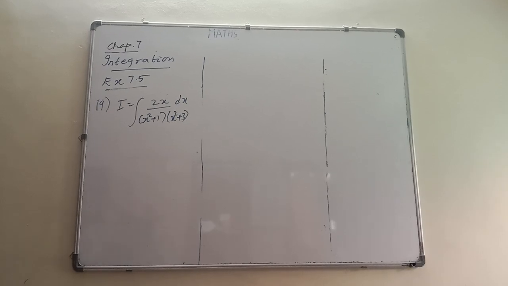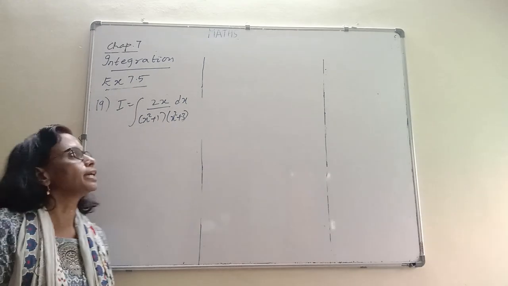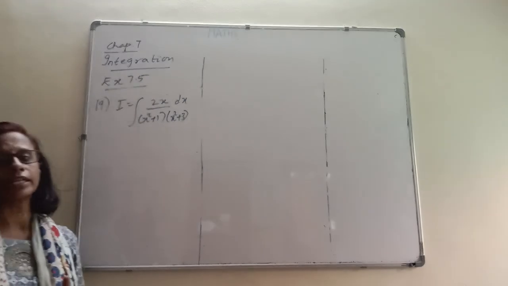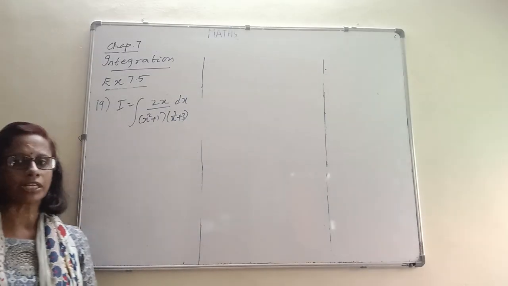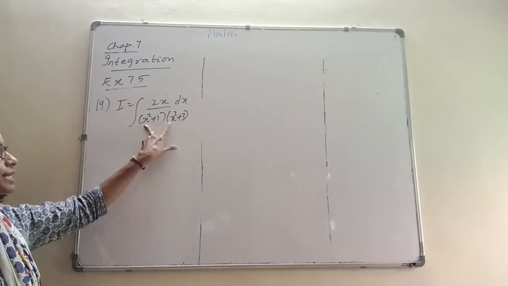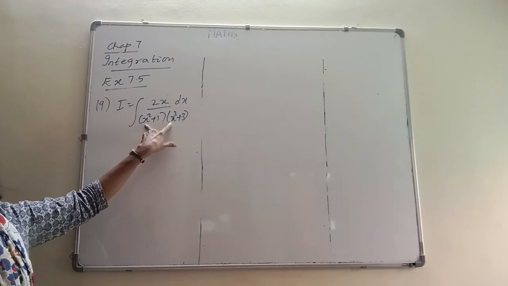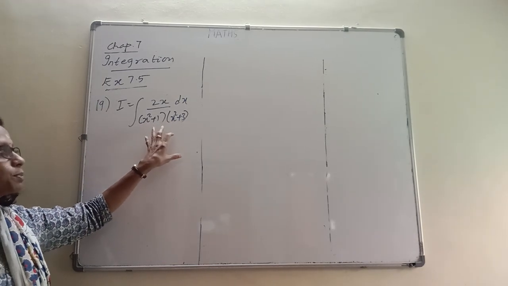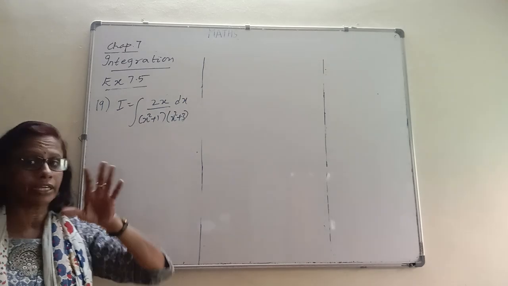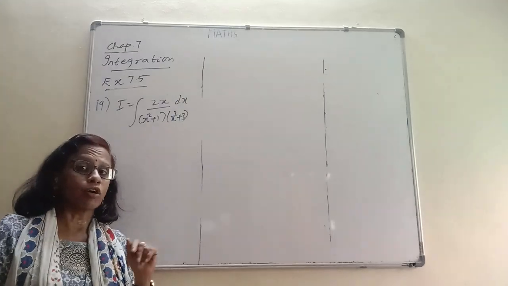Hello folks, let's quickly come to problem number 19 of this exercise 7.5. It is a little bit similar to what we have done in the last problem, but not very similar, because there we had these kind of terms both in the numerator and denominator, and now here we have two quadratics as factors in the denominator.